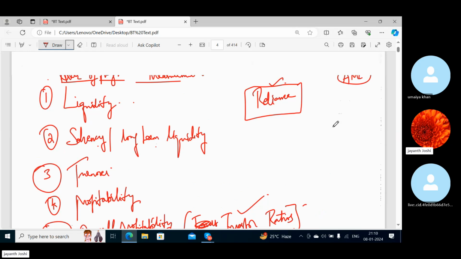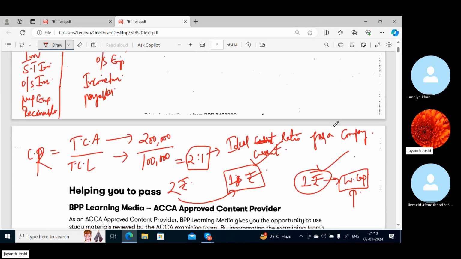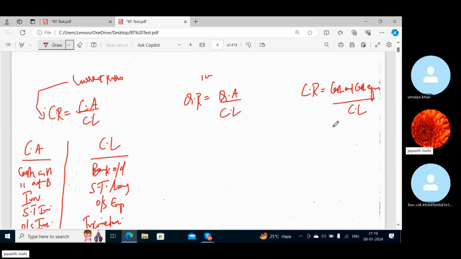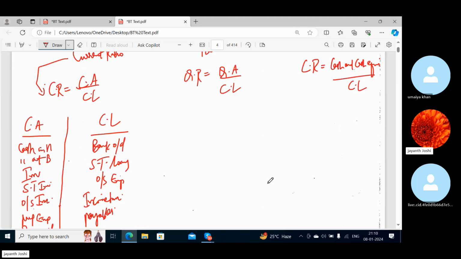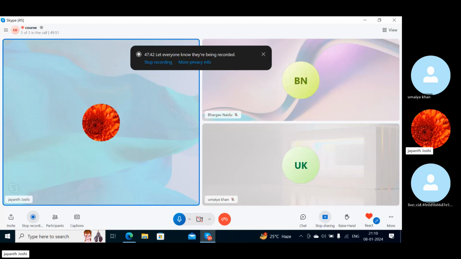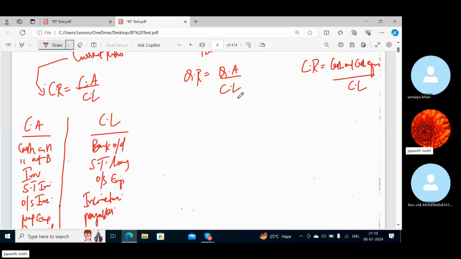Okay. Then comes the second ratio, that is the quick ratio. So I will explain these two ratios today, because I have some shortage of time. Okay. Now, what are quick assets? Any clue? Quick assets are nothing but all the current assets except inventory.